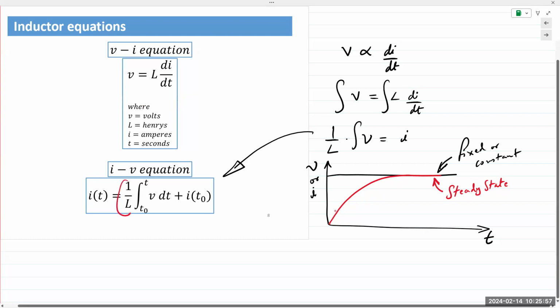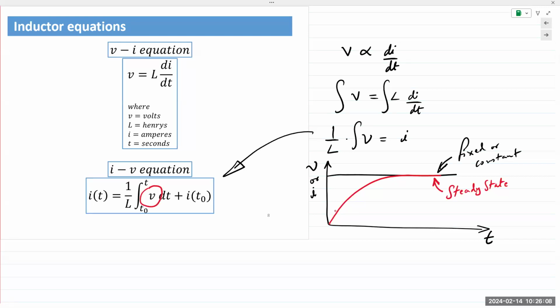and in the integral, 1 over L is self-explanatory. We simply took it to the other side, so it is the reciprocal of the inductance value. But what we're doing is integrating the voltage over a certain time period. Integrating, in simple terms, is simply adding up all the individual slices, right? dt is just an individual slice, and you add up all the slices.